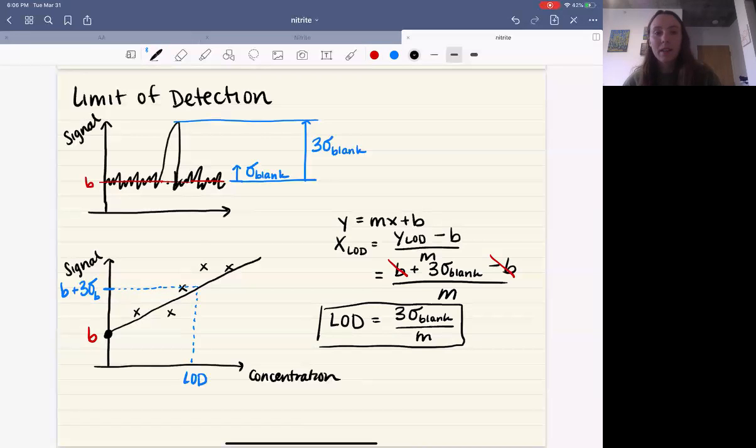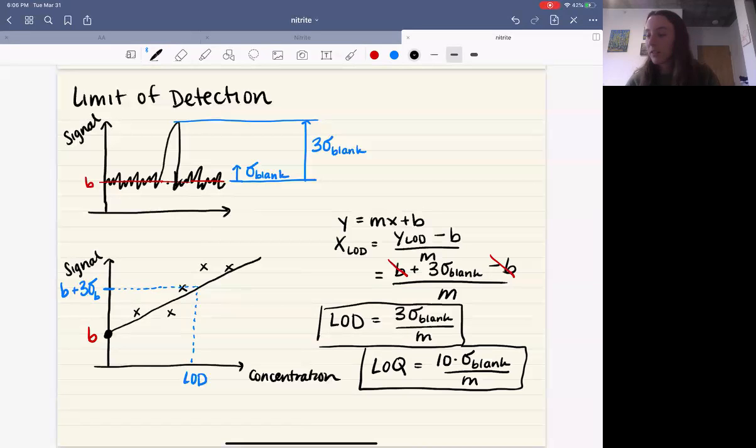But being able to detect something is different from being able to quantify it. Okay, the limit of quantification is the same formula, but it's multiplied by 10 instead of 3. Okay, so those are always the beginning points on your limit of linearity, which is essentially just saying where is your instrument response staying linear on your calibration curve. Okay, so those are some things to keep in mind.